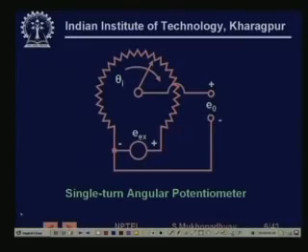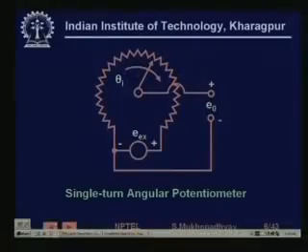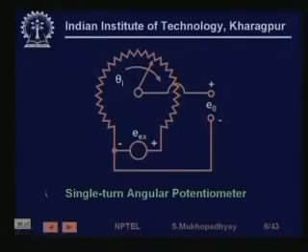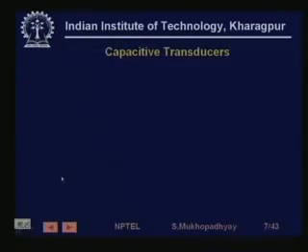The only thing is that now the movable jockey, rather than moving in a linear fashion, is going to move in an angular fashion, and then the resistance coil is also wound in an angular fashion. That is the only change. As such, circuit wise there is no change. So this is mainly about resistive transducers.